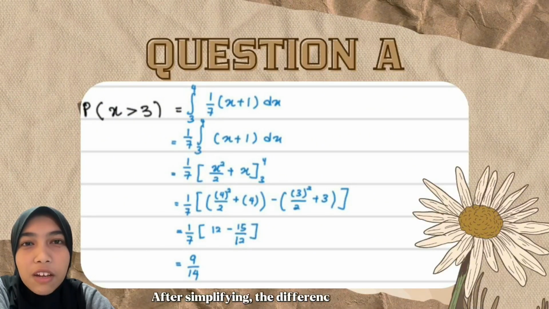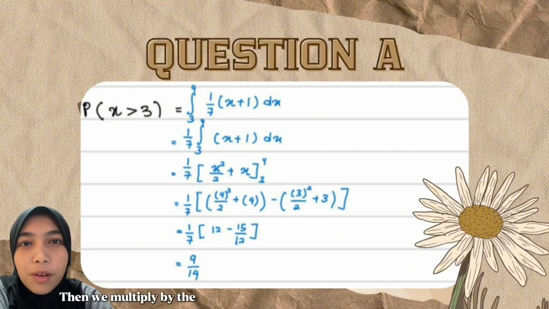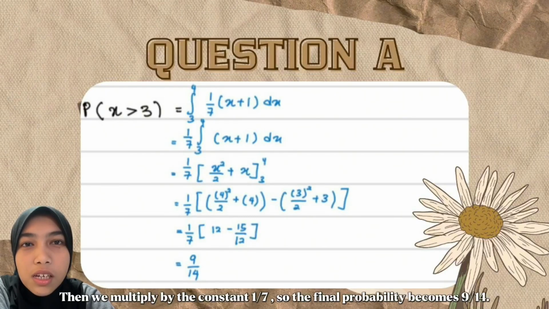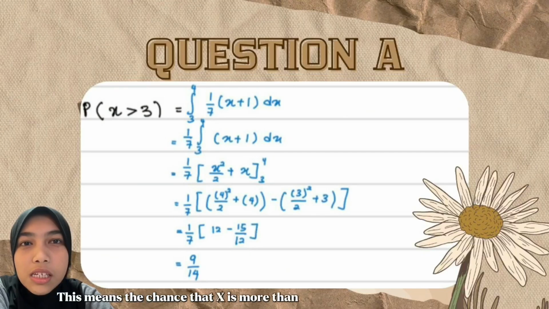After simplifying, the difference gives us 9. Then we multiply by the constant 1/7. So the final probability becomes 9/14. This means the chance that x is more than 3 is 9/14, which is more than half.